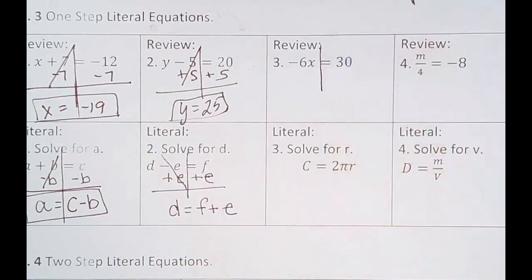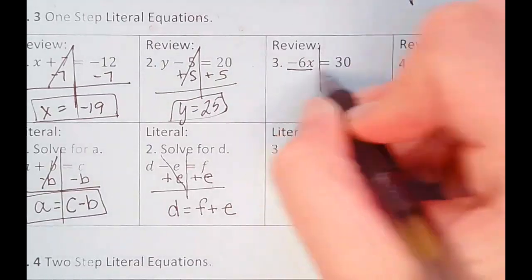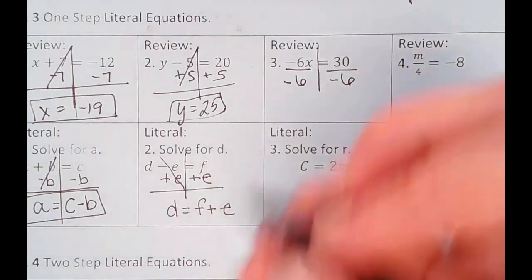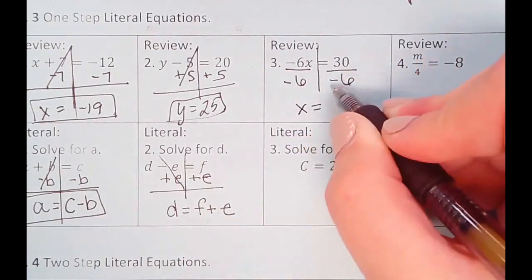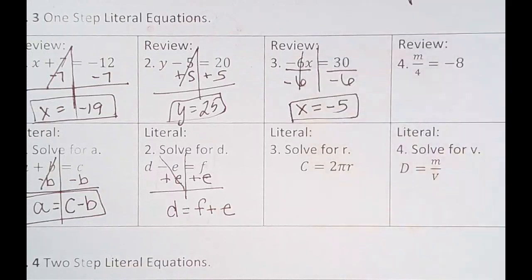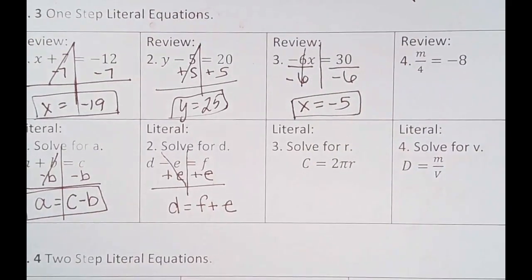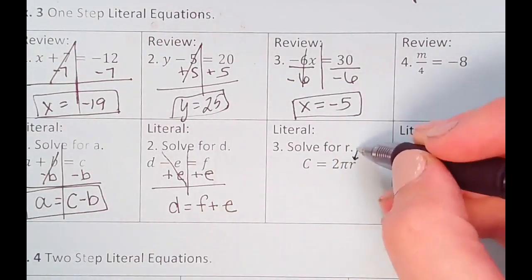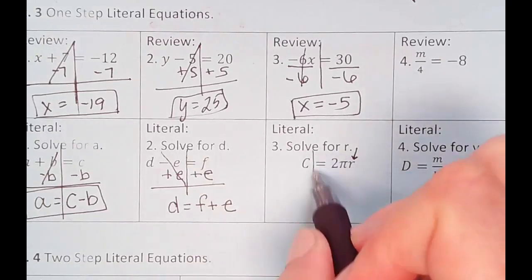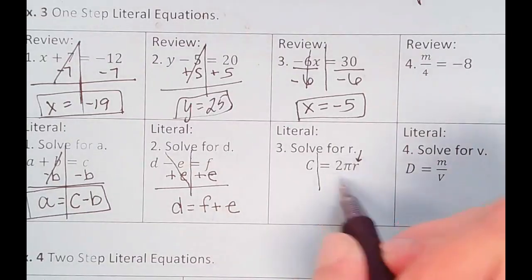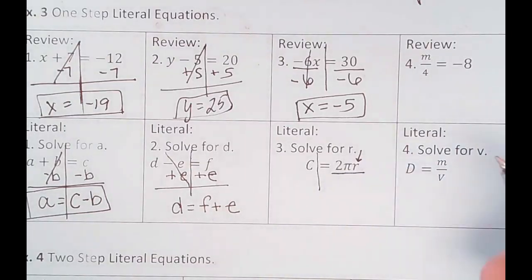Next one, solve for r. Well, here's our r. 2 pi and r are all mushed together. That means they're all being multiplied. So if I want to undo multiplication, I can divide. So I can divide this side by 2 and pi. That way they cancel each other out. What I do to one side, I have to do to the other. Divide by 2 and pi. On the right side, I have r that drops down. On the left side, c, 2, and pi, none of those are like terms. So I leave it as c over 2 pi.